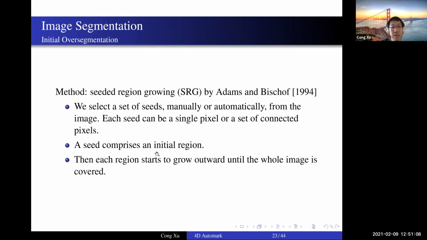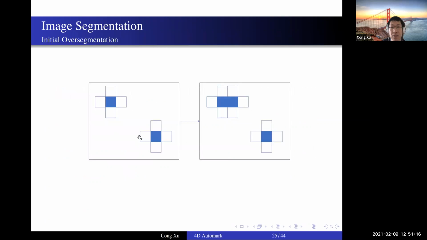For the initial over segmentation, we use the method called seeded region growing. The idea is somehow like that. First, we start with some initial seeds. We can pick the seeds manually or with some algorithms. So we start with some seeds in this whole space. Right now, each pixel might belong to one of the seeds or it's unlabeled yet. And every time, the seed will grow somehow.